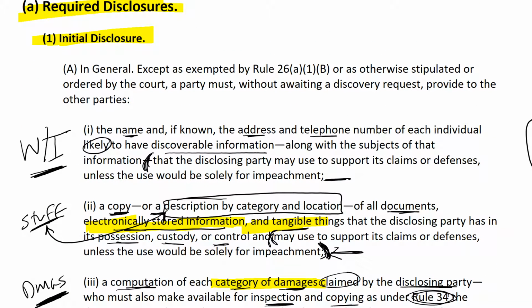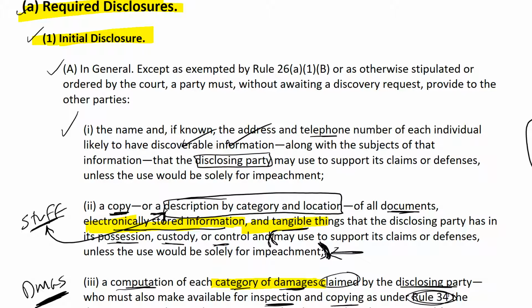And indeed, we go down to the rule. Let's clean this up a little bit. This is obviously a category A1, right? Name and other information of each individual likely to have discoverable information. All right, well, witness 1 has discoverable information, all right, that the disclosing party, now here that's going to be D, right, may use to support its claims or defenses.